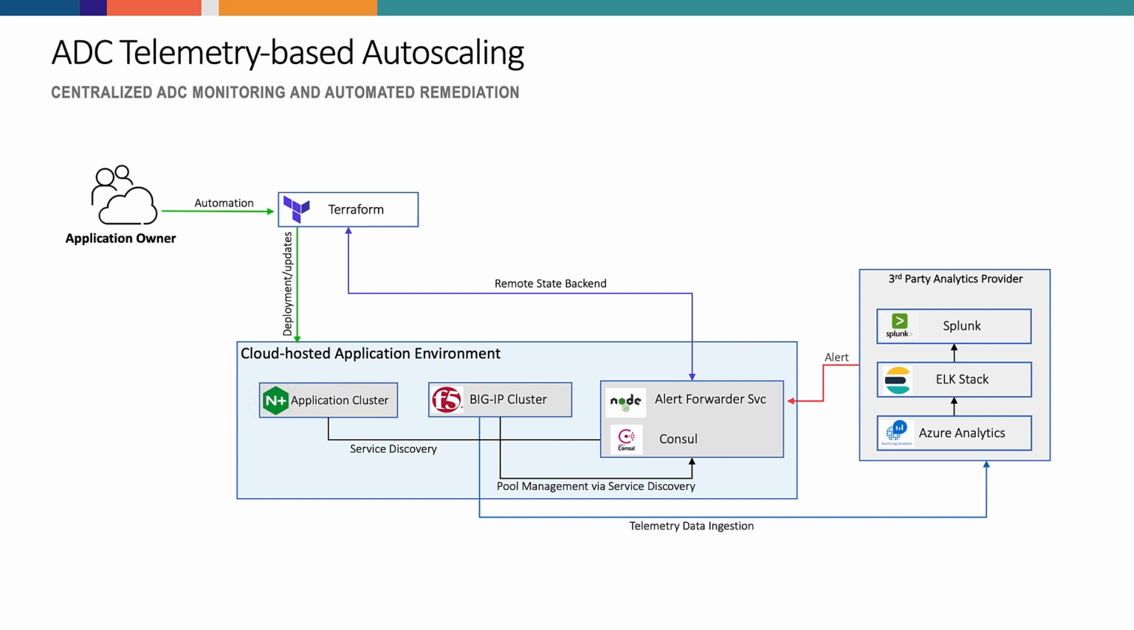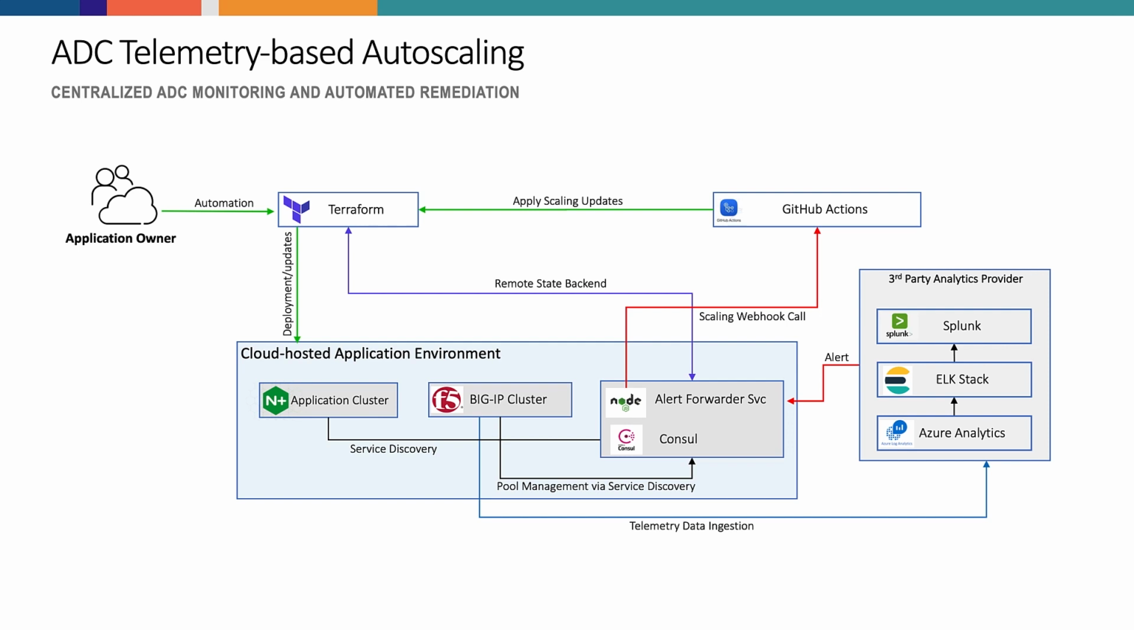Alerts can be configured in the third-party provider based on a variety of events and metrics to trigger scaling of both the ADC and the workload clusters. Alert messages are proxied via a webhook call to the alert forwarder service, which normalizes and securely triggers the automation workflow. The solution utilizes GitHub Actions for the automation workflows. The workflow makes use of the shared Terraform state and information stored on the Consul server to perform scaling operations automatically.